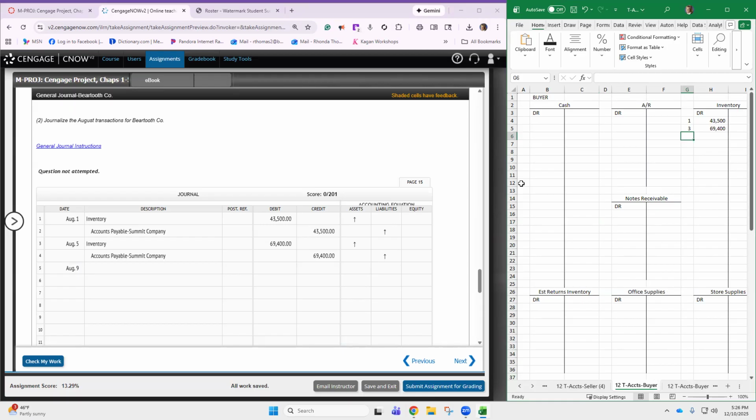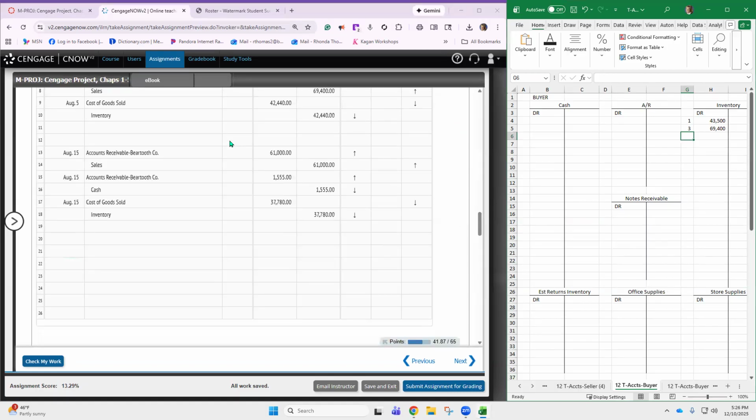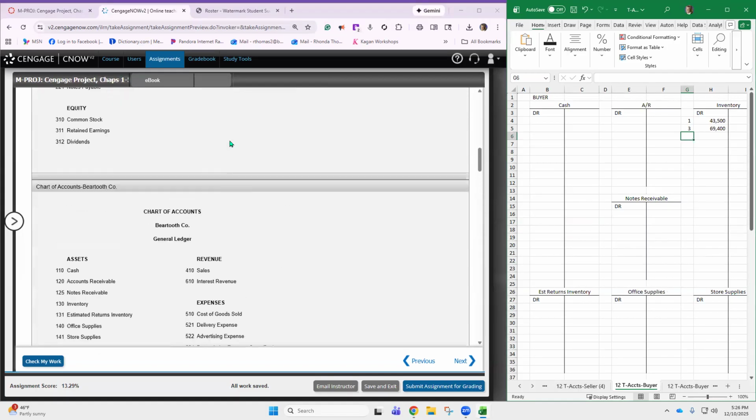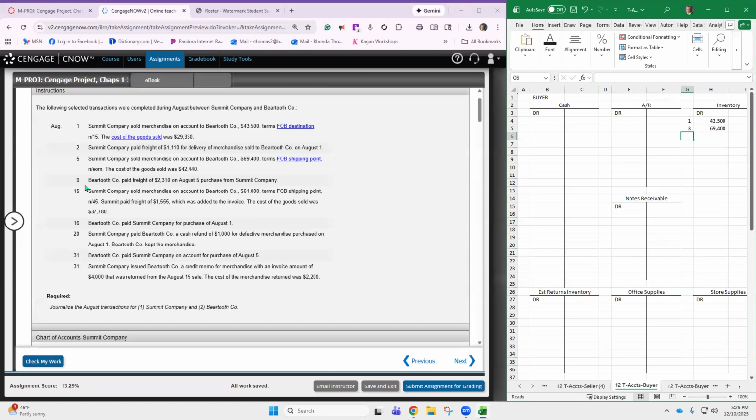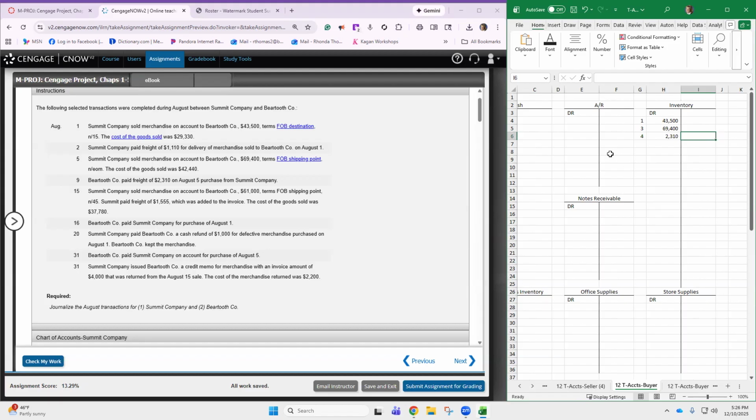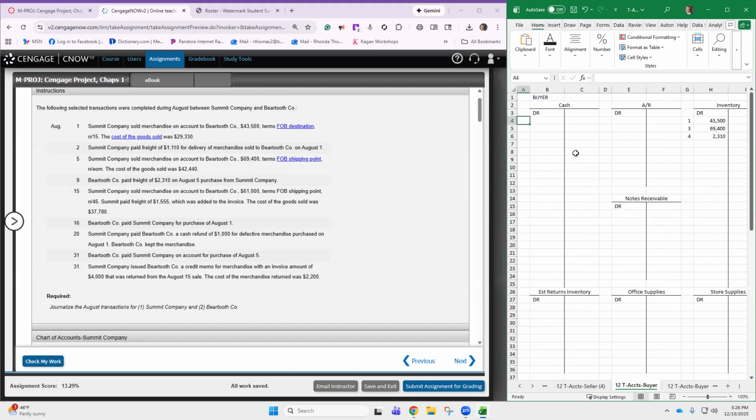I'm sure doing a lot of scrolling here. So this is number 4 transaction. Just like number 2 transaction was seller only, number 4 is buyer only. So number 4 means we're going to take the freight from August 9th, which is 2310, and we're going to put that amount in inventory. Okay, and they say we pay it. So when we debit inventory, we're going to credit cash for 2310, and that's number 4.